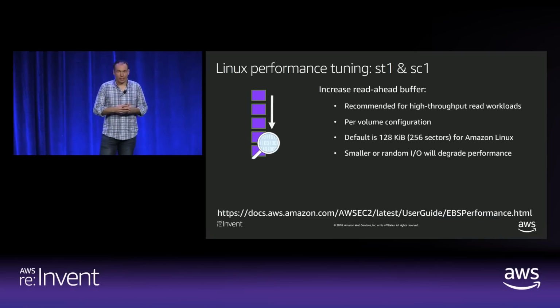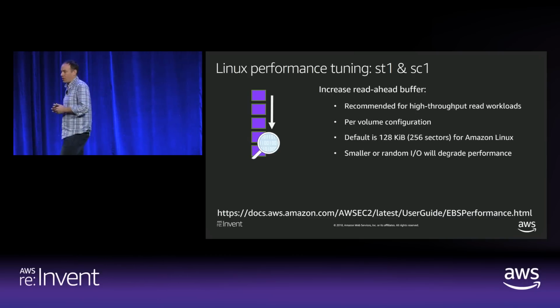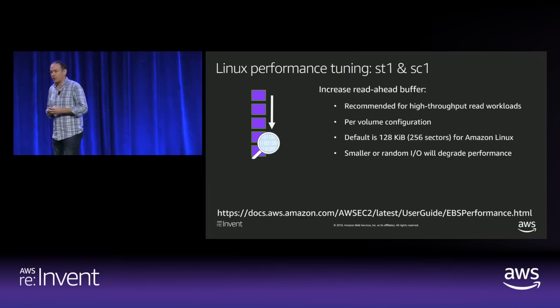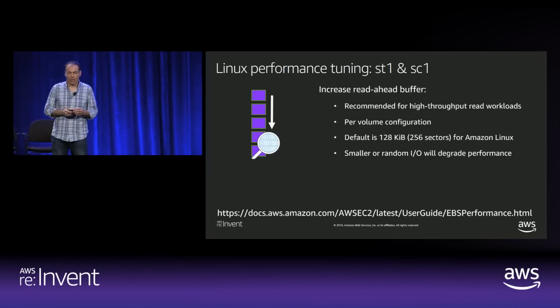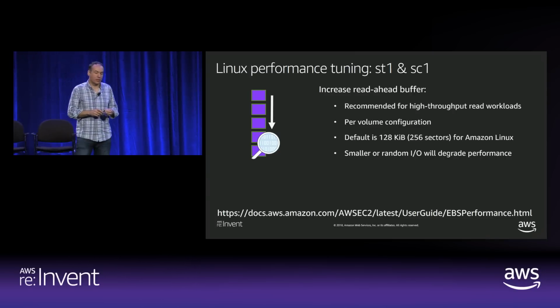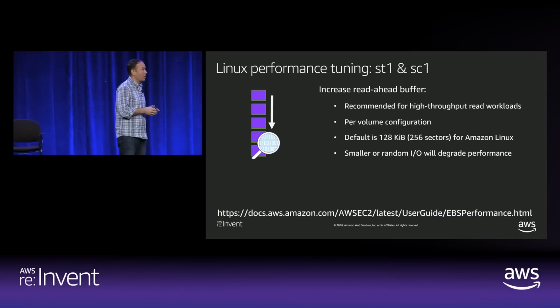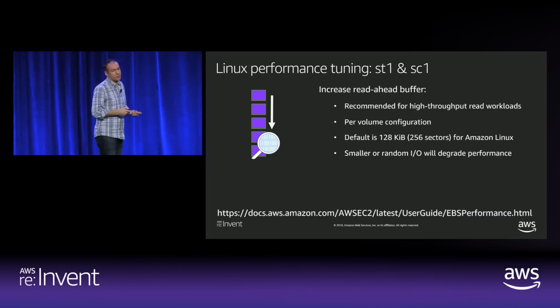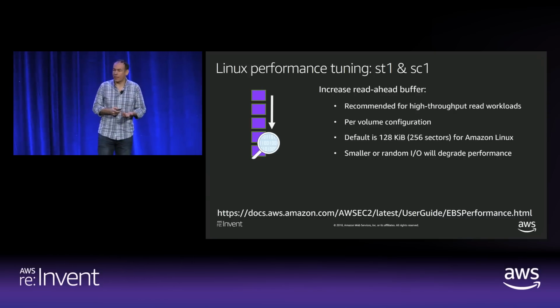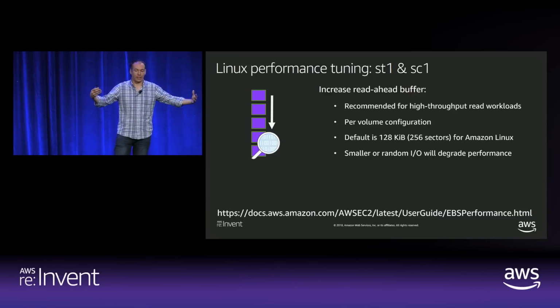So here's a performance tuning tip. If you are doing large sequential reads on our streaming products, and only reads, and only large sequential, we recommend that you increase your read ahead. This is a per-volume configuration, not persistent across boots. The default for Linux is 128K, which means that every I/O, Linux is going to expand to at least 128K.